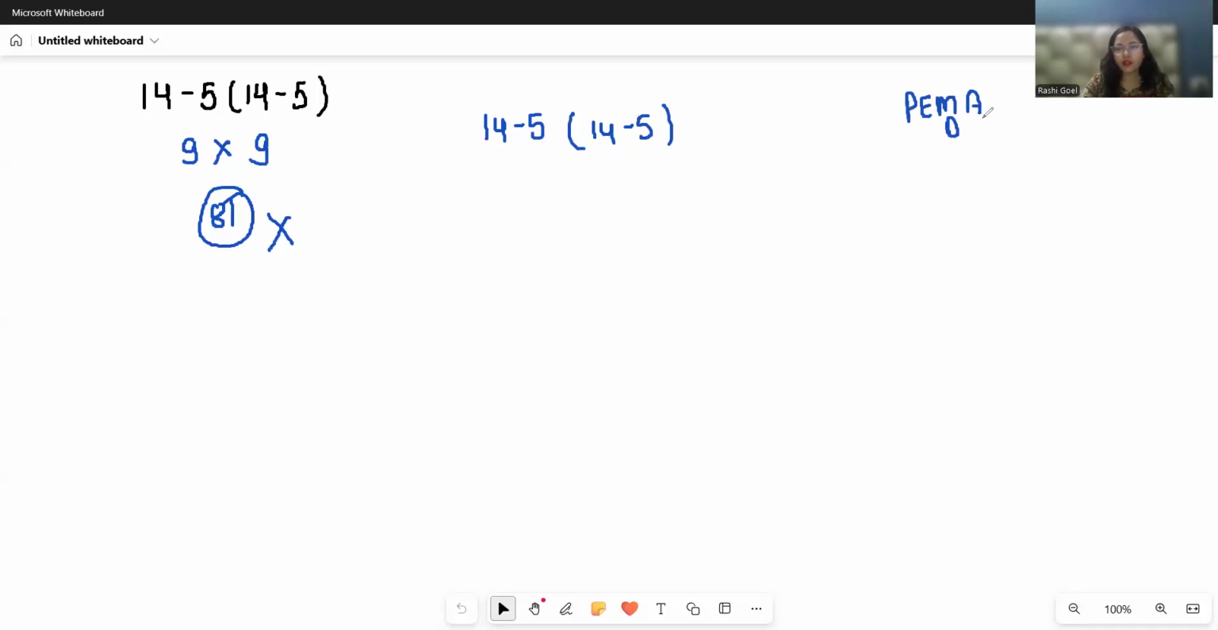While following the PEMDAS rule, first you have to solve the parenthesis, that is 14 minus 5 as 9. Now rewrite the left out terms: 14 minus 5 times 9. Now we have two operations given, that is subtraction and multiplication. So we have to give priority to multiplication over subtraction. So it's 14 minus 45, which is equal to negative 31. So what is the correct answer? Negative 31, not 81. I hope it's clear. Now let's move forward to the next expression. Don't forget to subscribe to the channel.